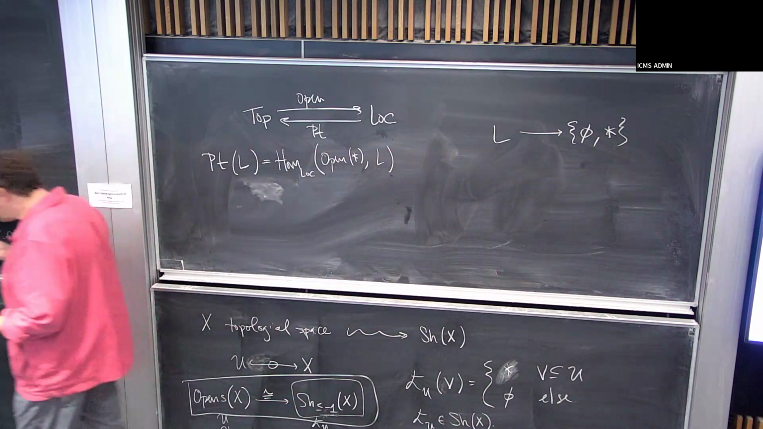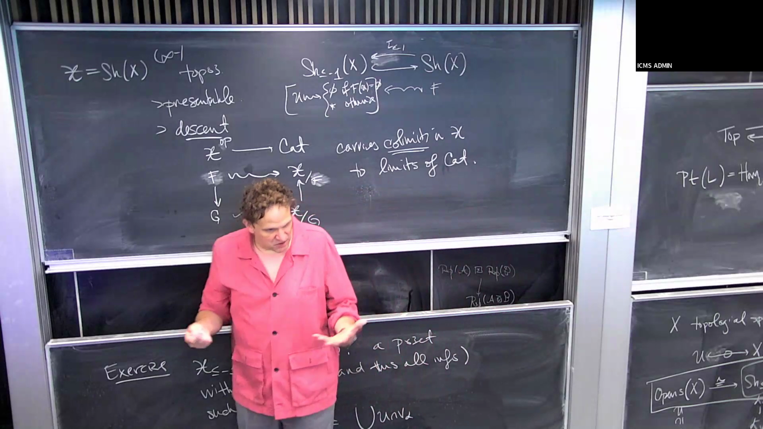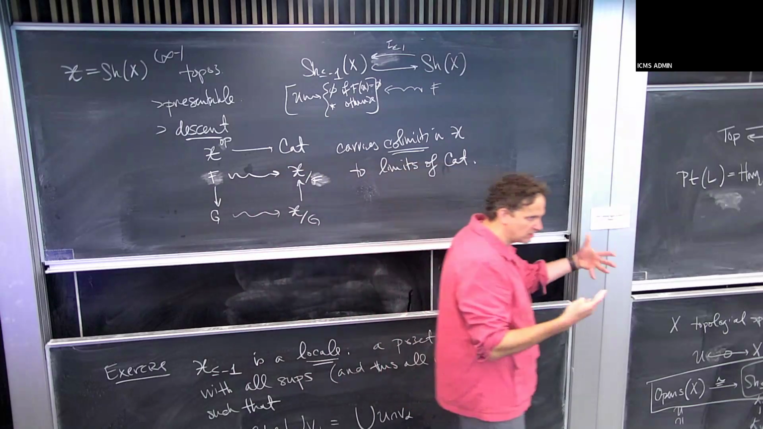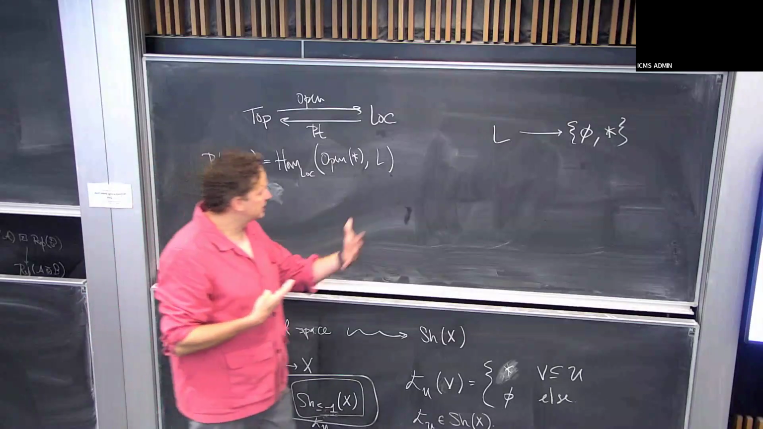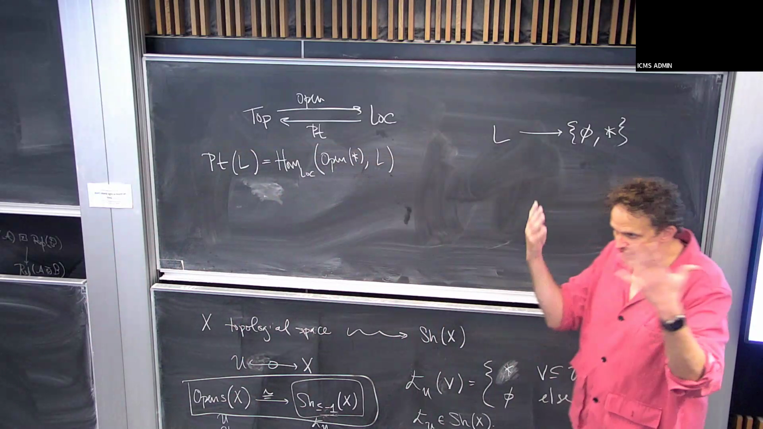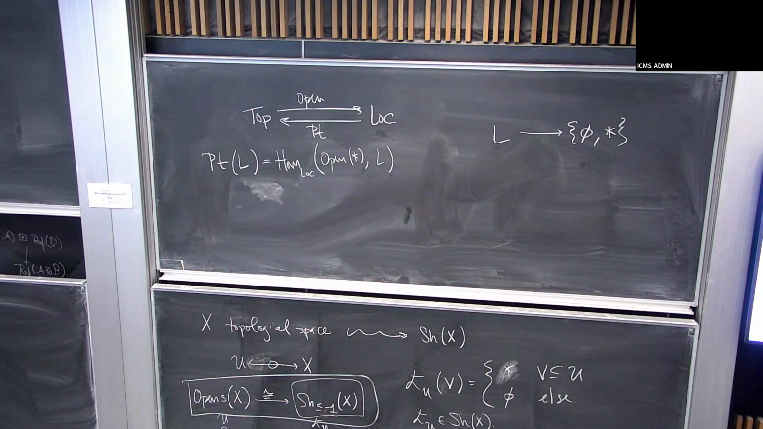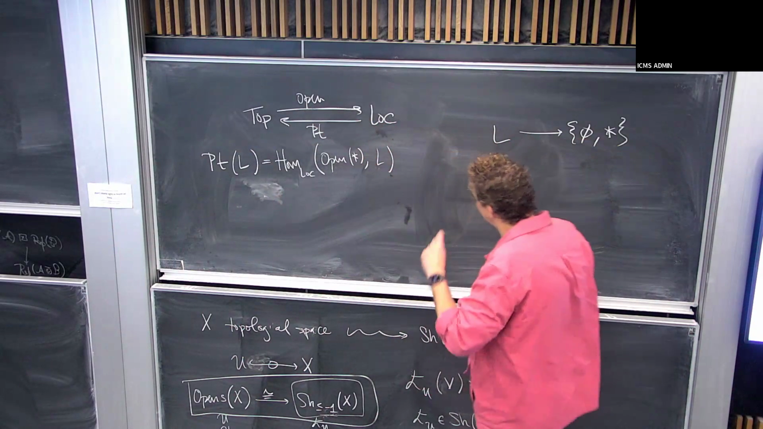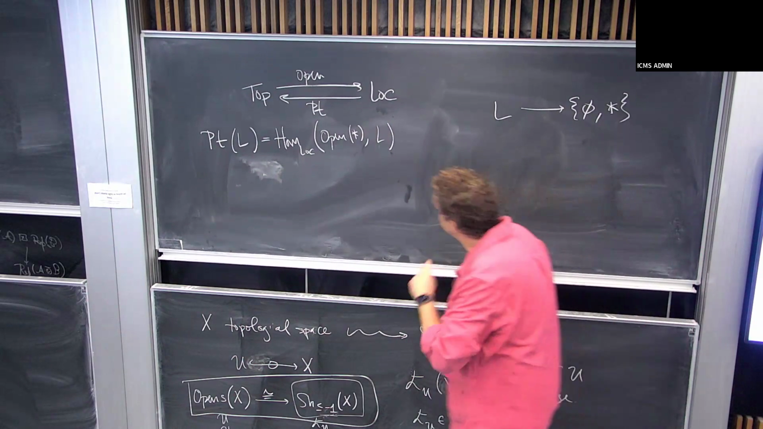And this is important because, well, you might not have that many points, actually. You might have a lot more opens than you have points in a general locale. Locales can have lots and lots of opens and not very many points. And that's exactly why this adjunction here isn't going to be an equivalence of categories, right? In fact, let's think about the extent to which it is an equivalence of categories.